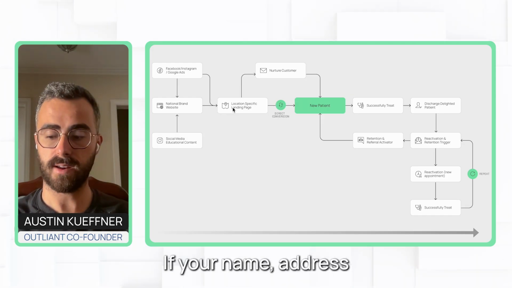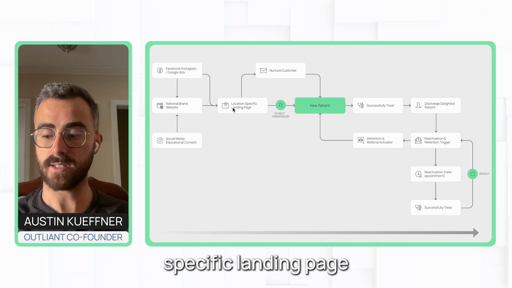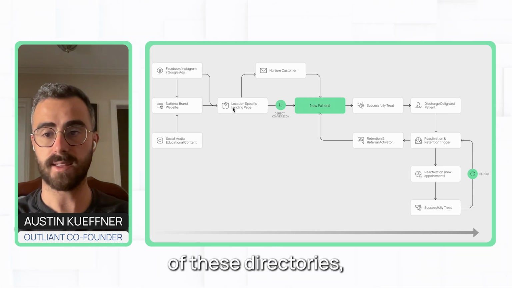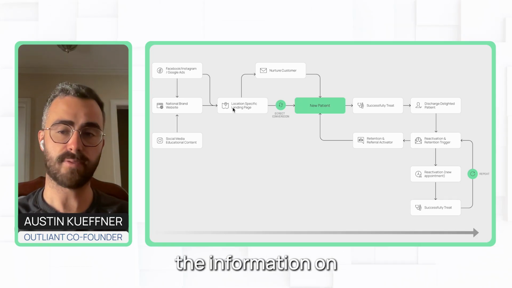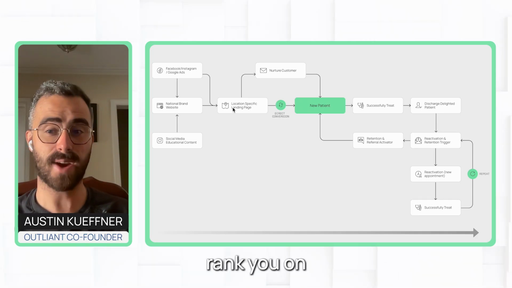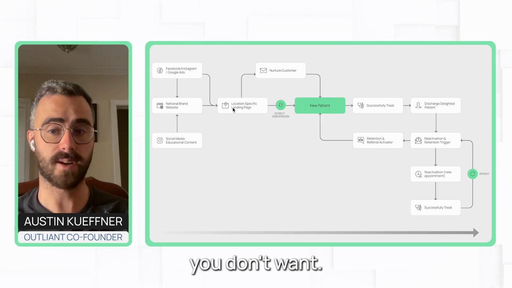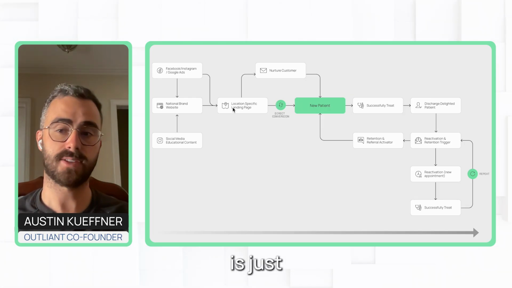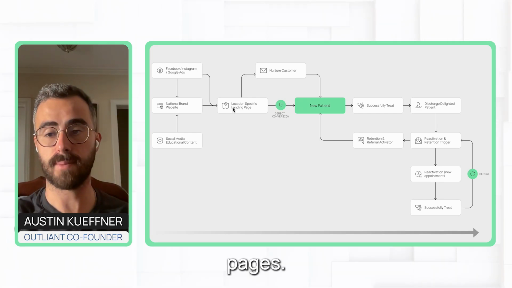If your name, address, and phone data is different across your location specific landing page and any of these directories, then Google is going to say, hey, the information on this page isn't correct. Something's not adding up. And they're actually going to de-rank you on SEO, and people won't be able to find you, which is something you don't want. So the most important part is just having correct name, address, and phone data on these location specific landing pages.